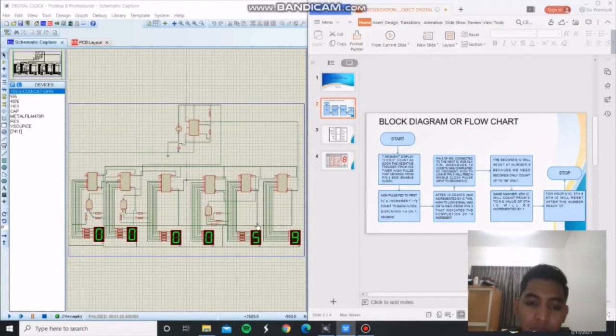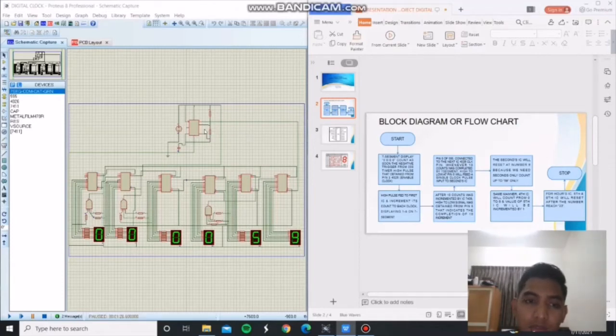So this one is 1, and then it starts over: 0, 1, 2, 3, 4, 5, 6, 7, 8, 9, and so on. So after 10 counts are incremented by the IC, pin 5 of the 555 timer is connected to the next IC.